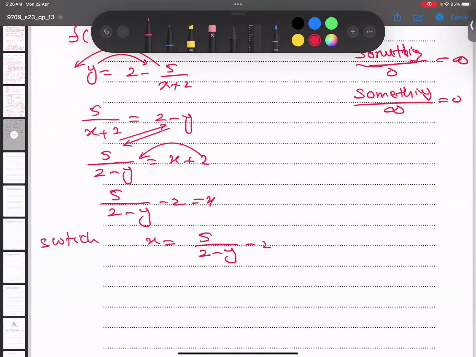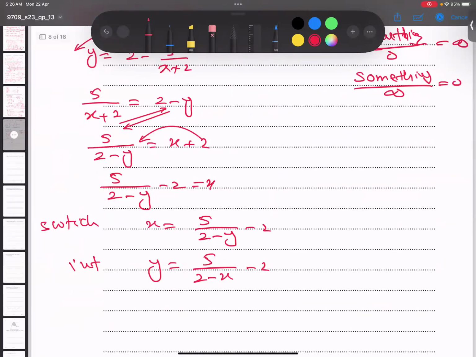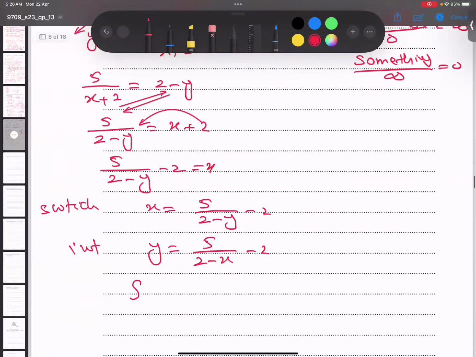If you stop here, even then full marks, because interchanging is what? X becomes y and y becomes x. If you stop here, it is correct, no problem at all. And this is called f inverse, but we can take the LCM also. But if you stop here, no problem at all.